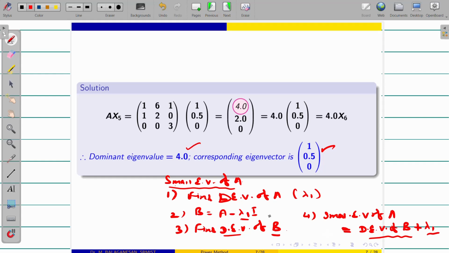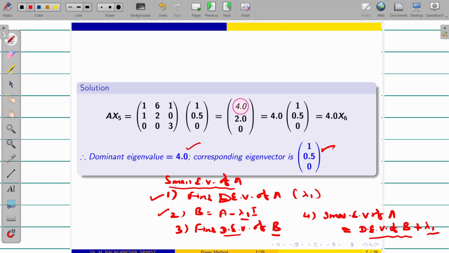Okay, let us see how to find the smallest eigenvalue now. What are the steps involved? First step over, the dominant eigenvalue of A we have completed. Next we have to form the matrix B. After forming the matrix B, we have to find the dominant eigenvalue of B. After that, that dominant eigenvalue plus lambda 1, if I am adding, I can get the second least eigenvalue of A. If you know two eigenvalues, easily we can find the third eigenvalue. This is the procedure we are going to do here.